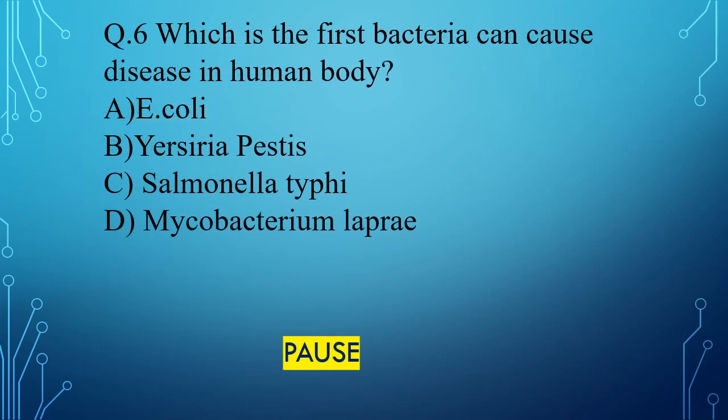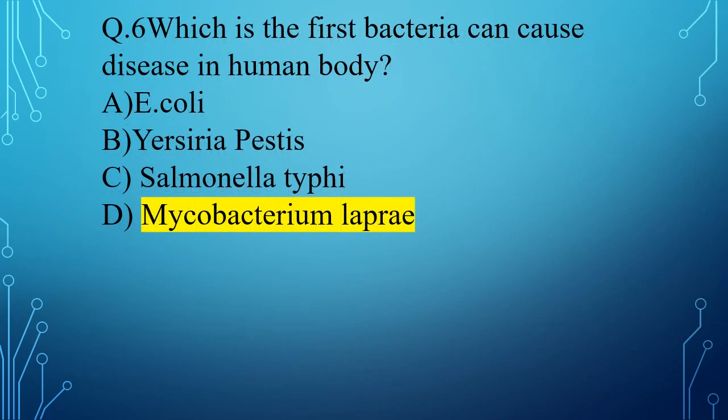Which is the first bacteria found to cause disease in the human body? Option A E.coli, option B Listeria pestis, option C Salmonella typhi and option D Mycobacterium leprae. And the right answer is Mycobacterium leprae.